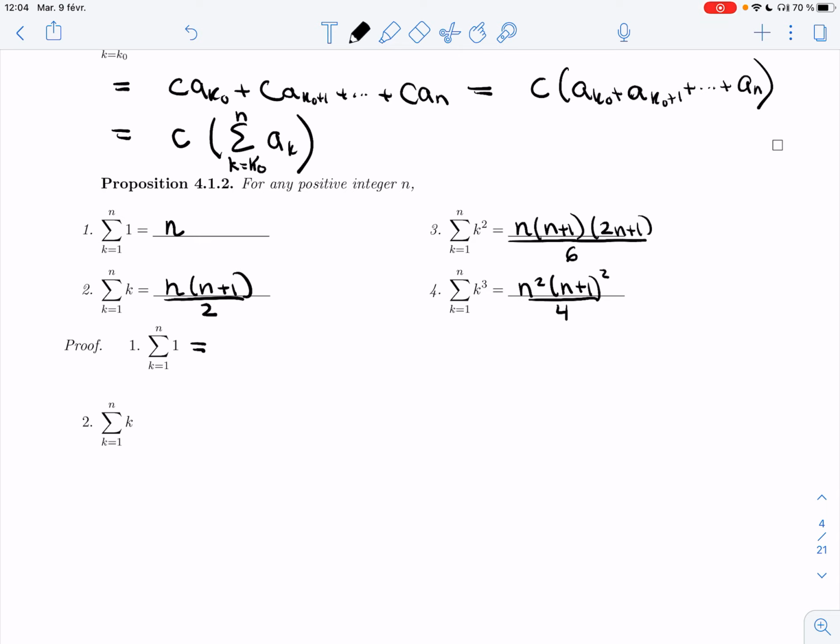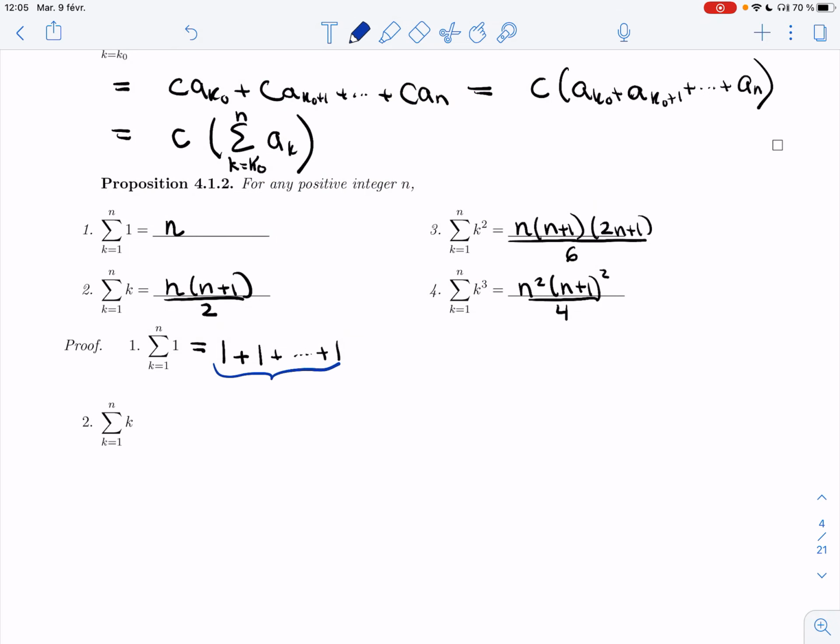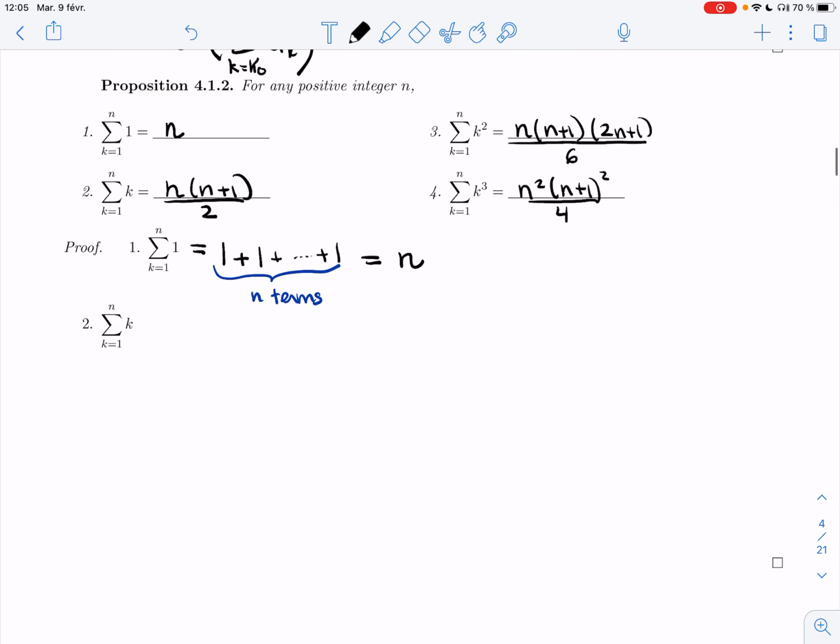All right, so I want to add 1. So let me add 1 and then 1. And all the terms are 1, and from 1 to n, I have n terms. And so I'm getting n. That's it. So this one is very, very simple. Now the next one is more interesting. So let me call this sum S. Now S, if I spell it out, will be 1 plus 2 plus 3 all the way to n.